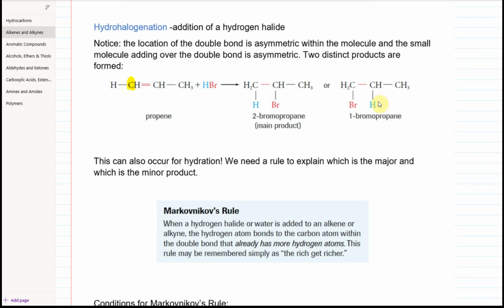So again, when you're trying to apply Markovnikov's rule, you only have to apply it under one set of conditions: where the double bond is placed asymmetrically in the molecule, and when the reactant adding over the double bond is also asymmetric. If those 2 conditions are met, you must apply Markovnikov's rule. You look at the double bond. Which of the carbons has more hydrogens? That's the one where the hydrogen goes in the major product. You will be expected to apply Markovnikov's rule to predict products every single time you have something adding over a double bond.